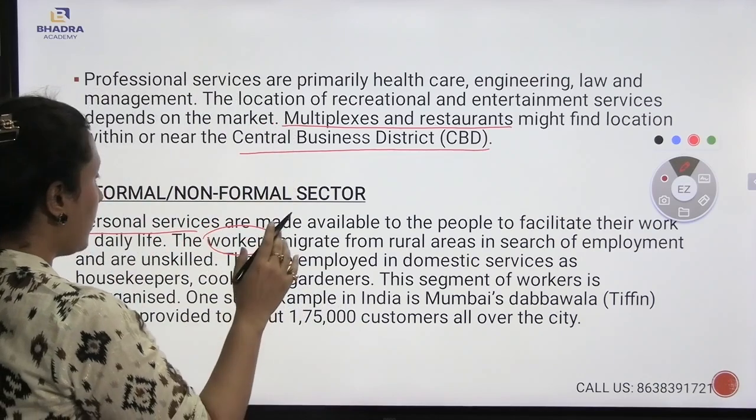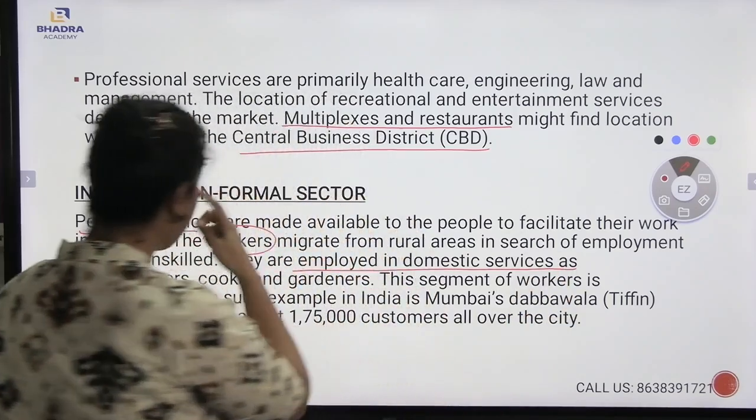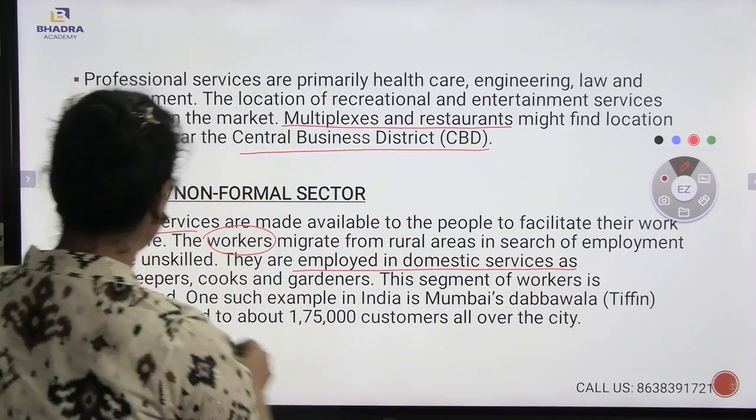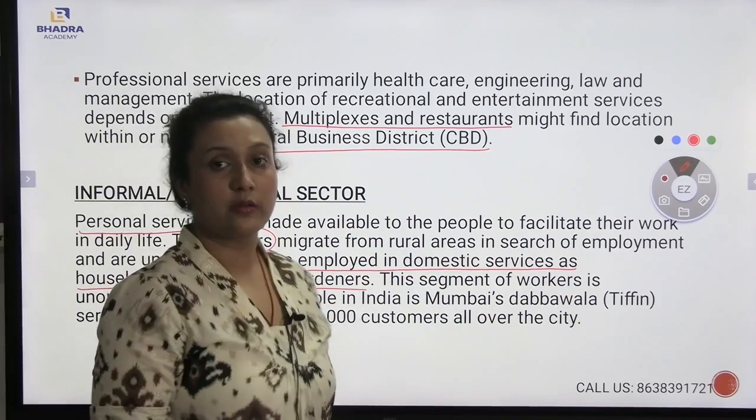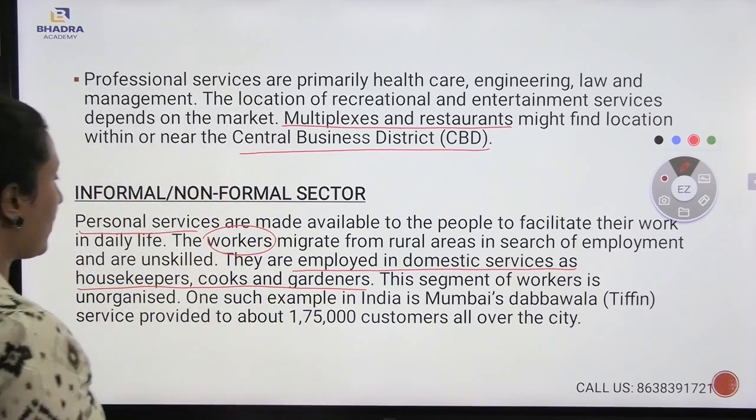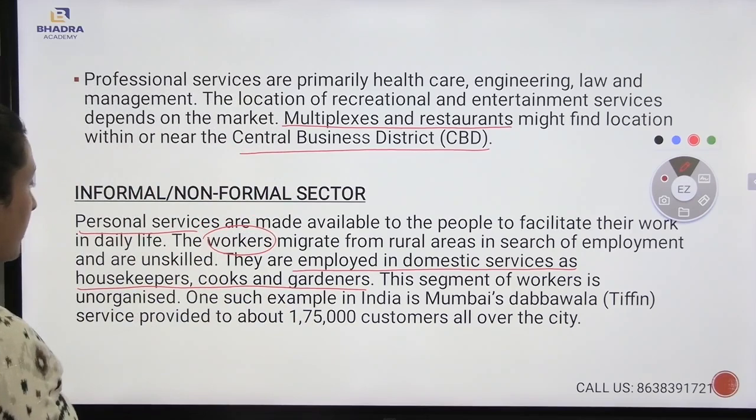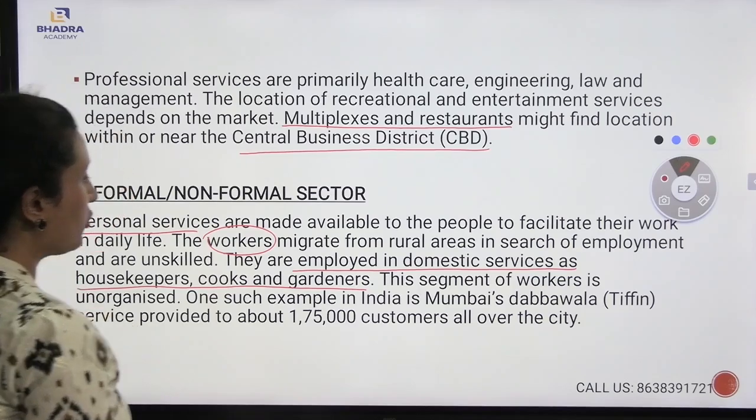Some of them are also employed in domestic services. What are those domestic services? Those domestic services are housekeepers, cooks and gardeners. So those come under the domestic services. The segment of workers is unorganized. One such example in India is Mumbai's Dabbawala service, provided to 1,75,000 customers.